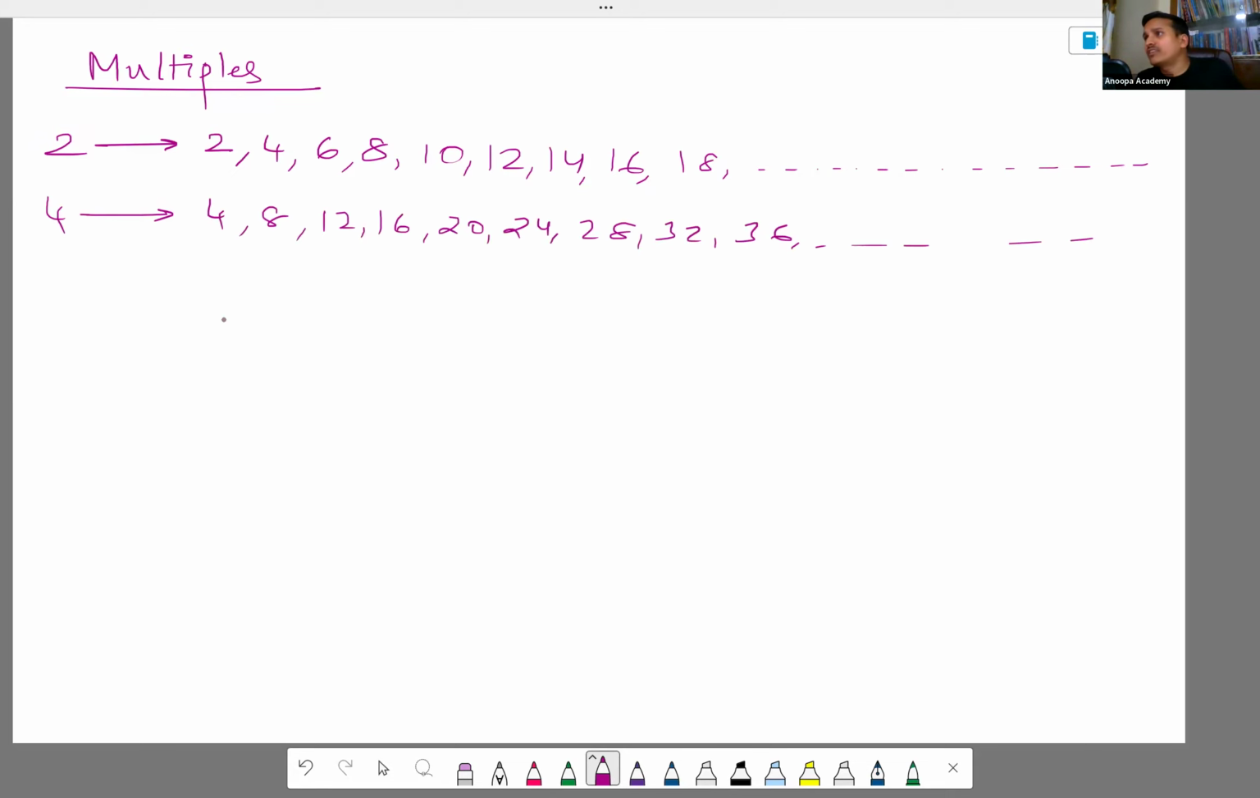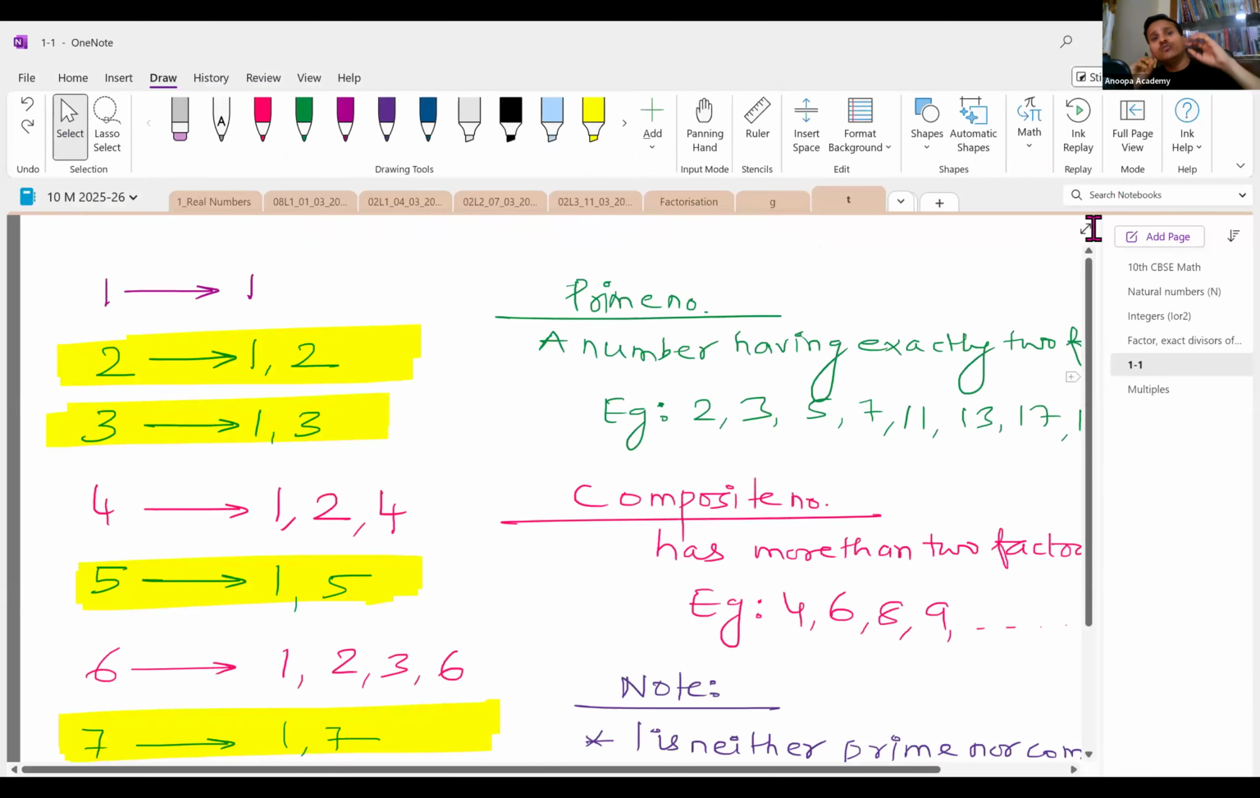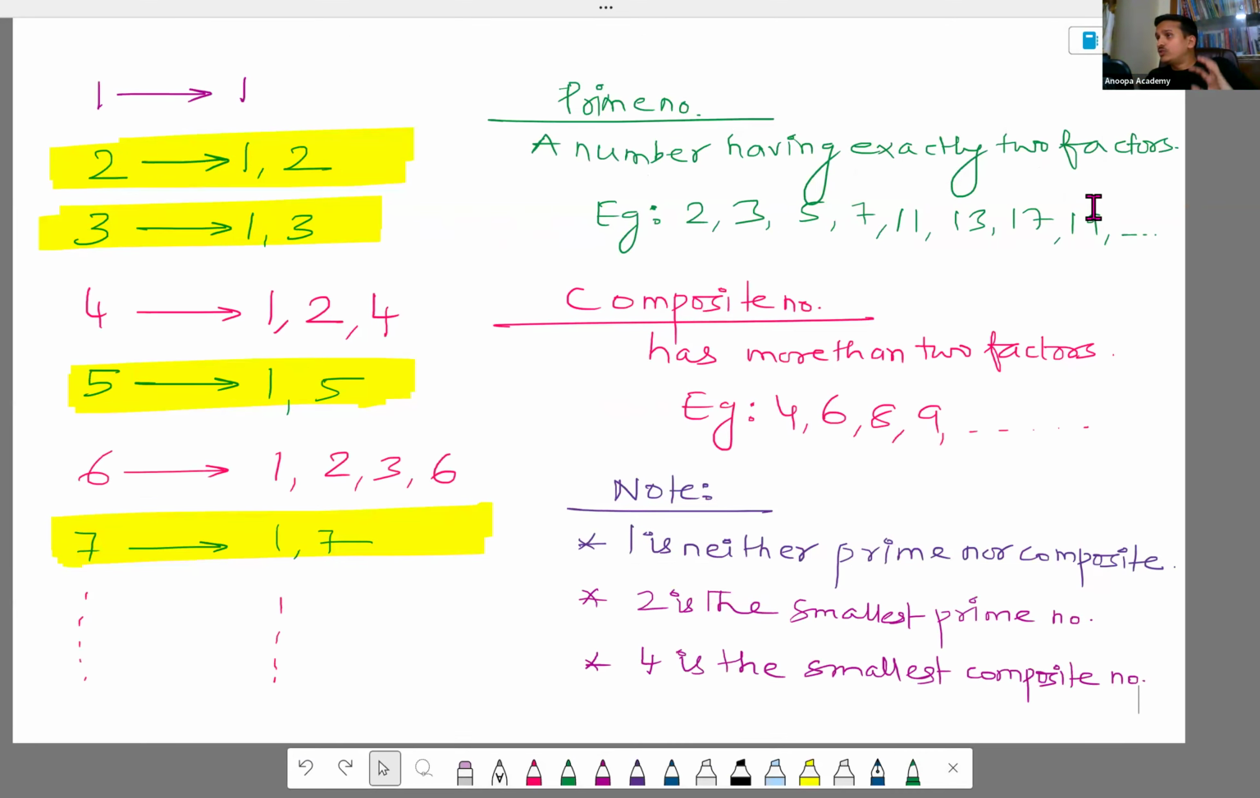What about factors? They are not infinite. Factors are finite. We can count the factors. One more important piece of information about factors: take any number. That number will always have 1 as a factor, for sure, and the number itself will always be a factor.